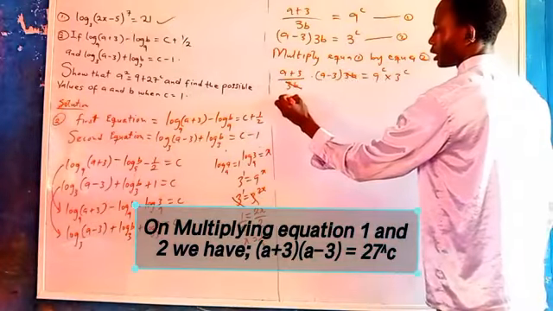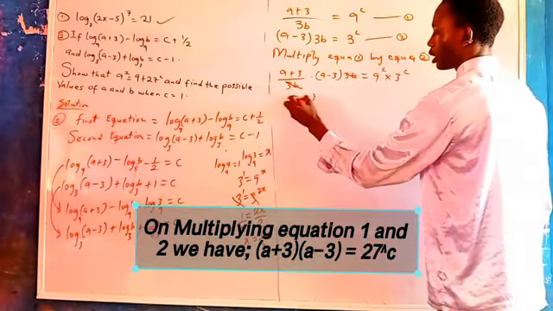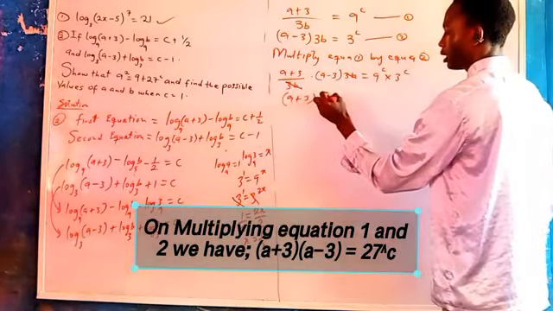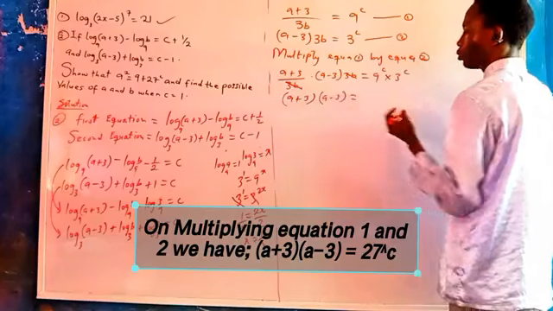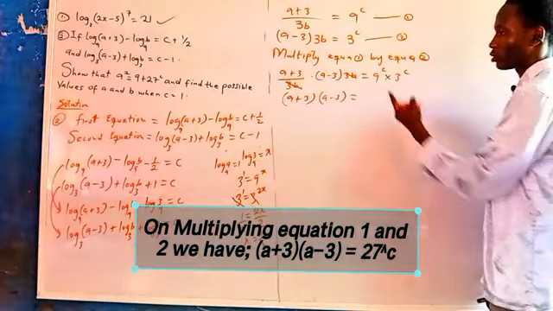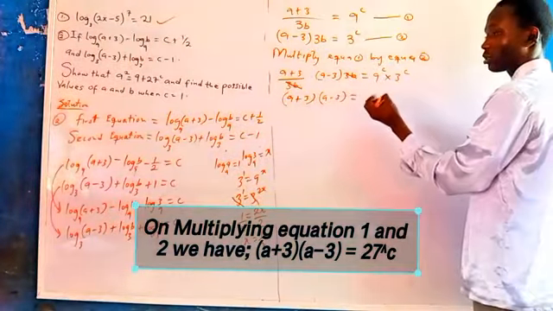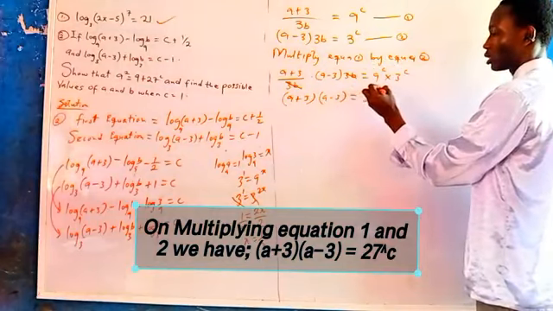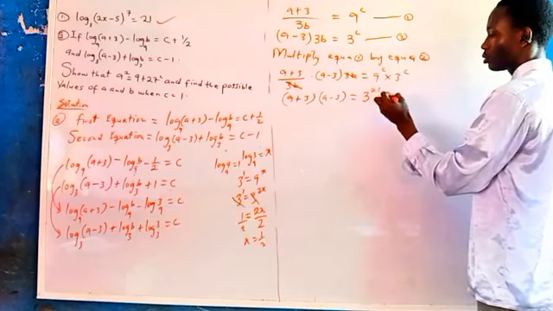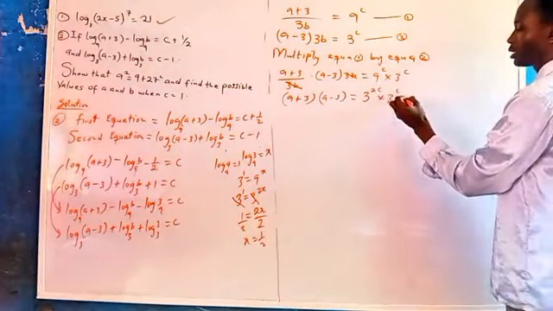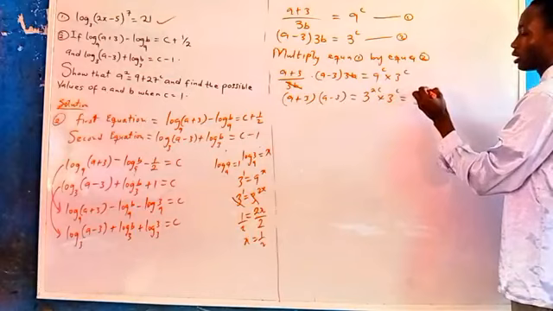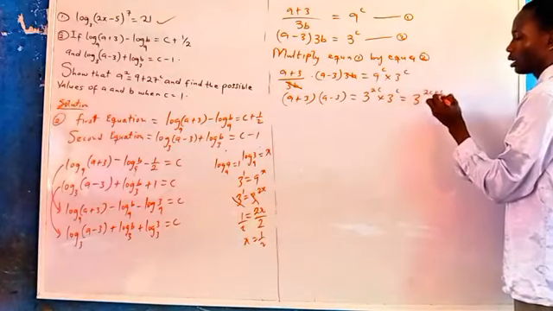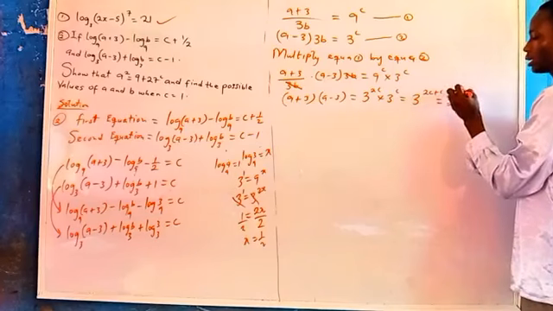Okay, I'll be left with a plus b, a plus 3 multiplied by a minus 3 equals this. Now this can be expressed as 9 to the power of c, which is the same thing as 3 to the power of 2c, multiplied by 3 to the power of c. And according to the law of indices, this is now 3 to the power of 2c plus c, which is equal to 3 to the power of 3c.